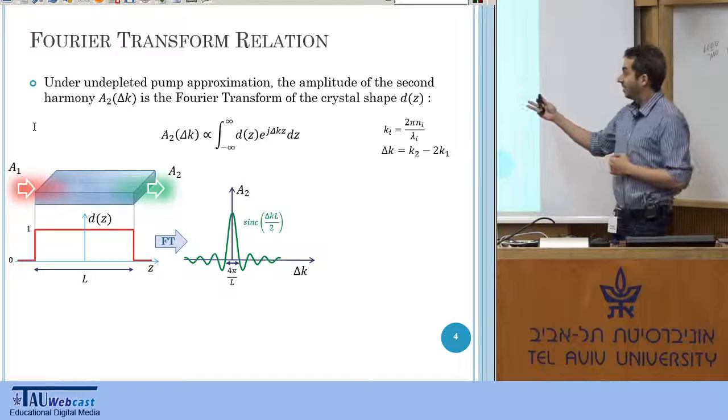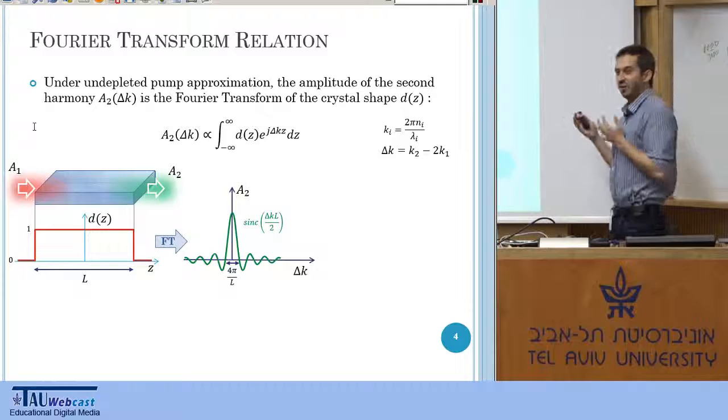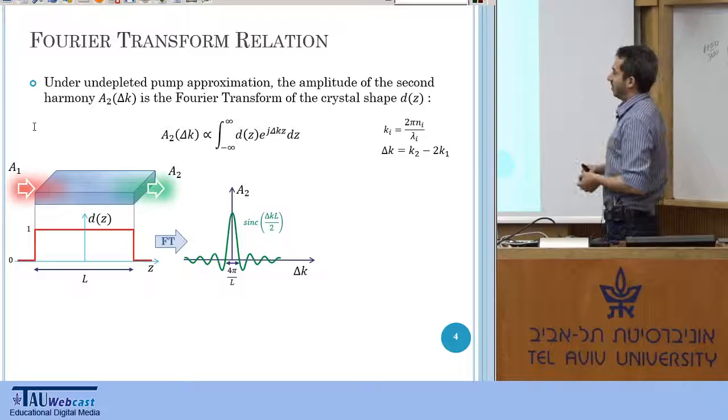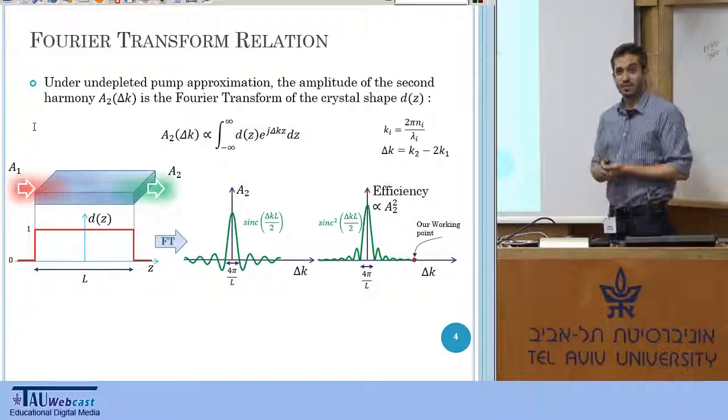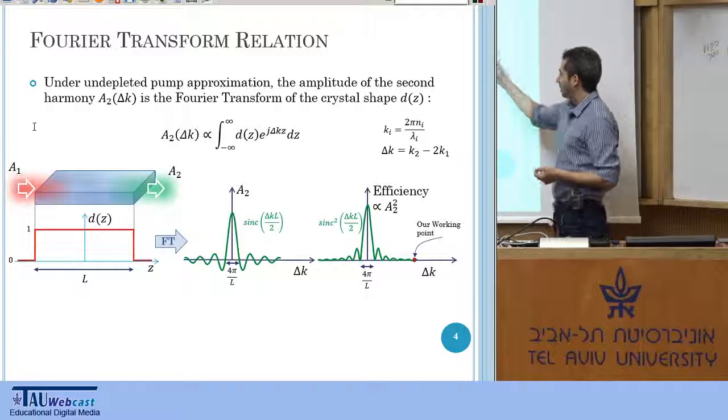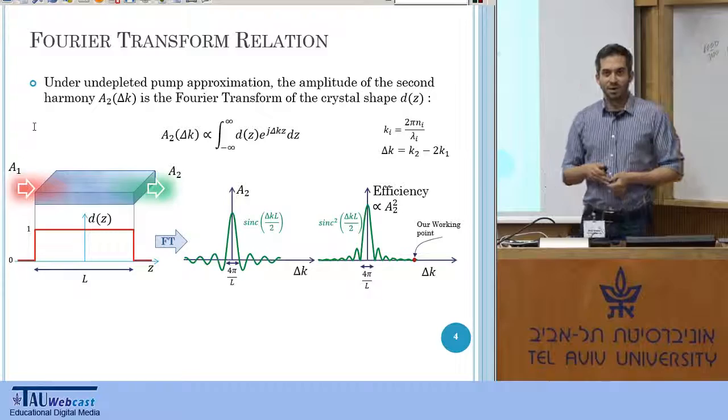So delta K is called the phase mismatch, and it's a quantity that holds within it the refractive index of the material and the wavelength of the input or output laser. And this is the amplitude. If I want to talk about the efficiency of the process or the intensity, I need to square this, and what I get is a sinc squared response. One of the big problems in nonlinear optics is that our working point is usually not where delta K equals 0, and therefore you have low efficiency.